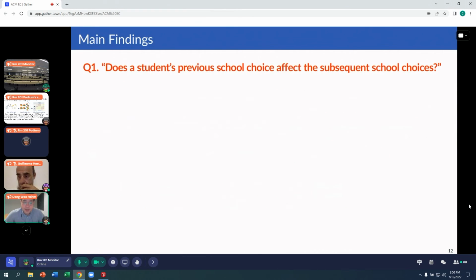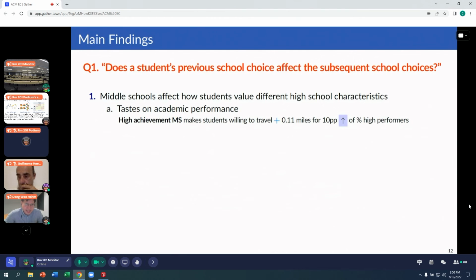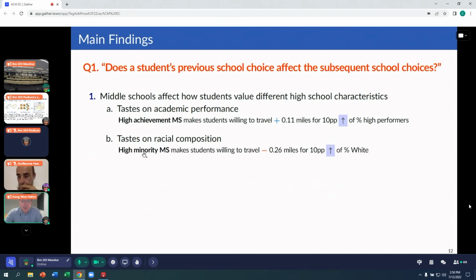Now let me show you the main finding. We find that, first, the middle school students attend does impact their taste for high school characteristics. In terms of academic performance, attending high-achievement middle schools makes students value the quality of the high schools even more, measured by the proportion of high performers. And second, middle schools also affect their taste on racial composition.